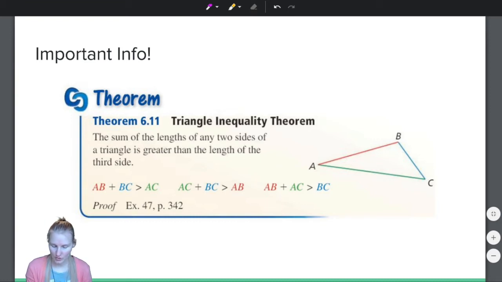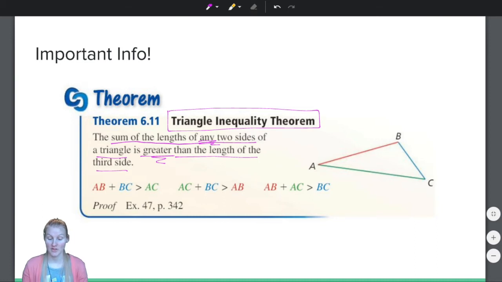The Triangle Inequality Theorem says the sum of the lengths of any two sides of a triangle is greater than the length of the third side. So, in every triangle I have three sides. That's the definition of a triangle. So if I take any two sides, I could take the red and the blue side, the green and the blue side, or the red and the green side, it doesn't matter.